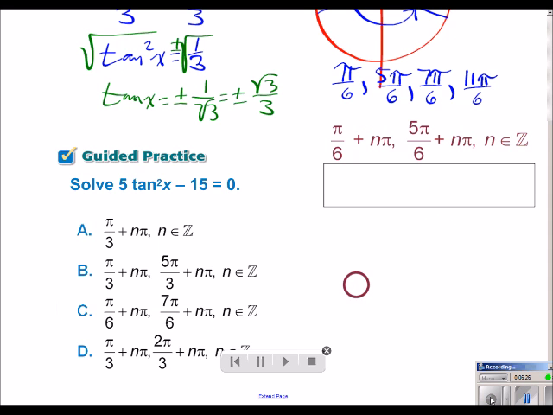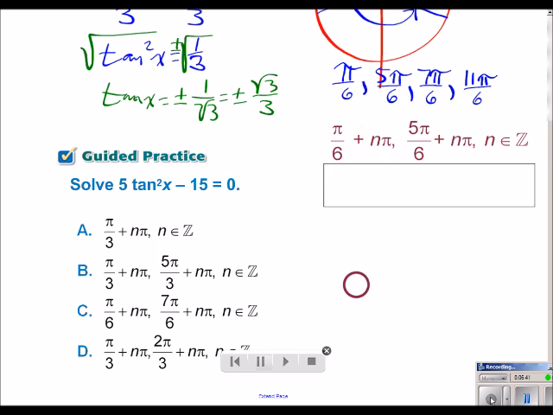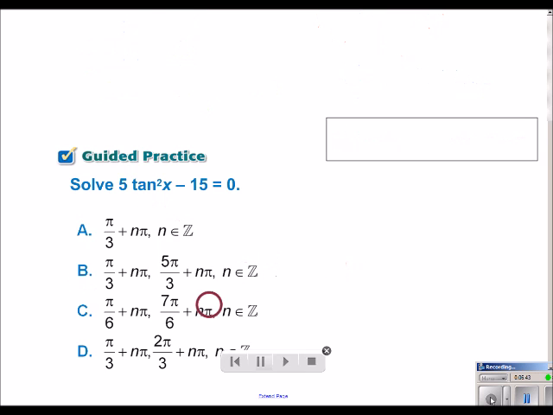Try solving this equation in your notes and record your response. The answer is D. And there it goes again, follow the bouncing ball.